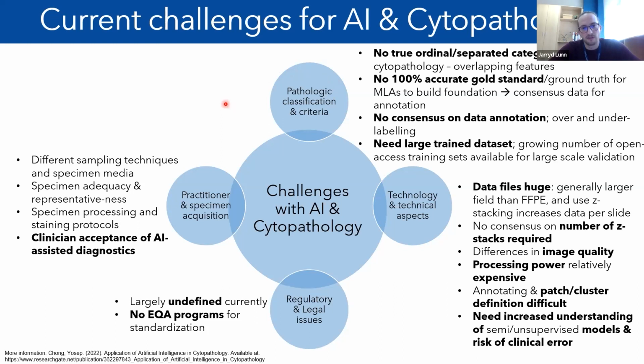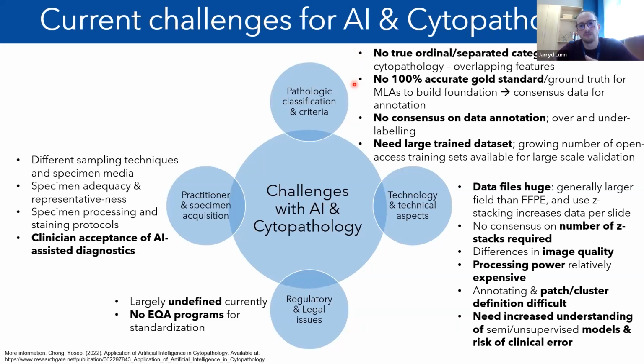Issues around pathologic classification and criteria. Many of our systems, again, don't have true ordinal separated categories in cytopathology. And so these overlapping features, like we saw in the thyroid example, make it difficult for AI systems to truly separate into the categories required.